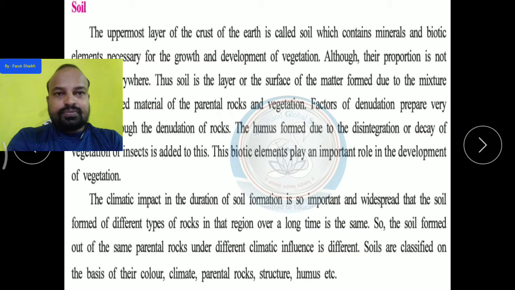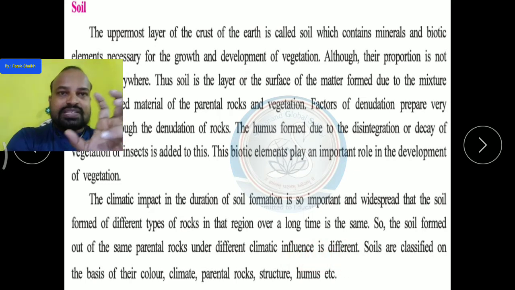The climatic impact in the duration of soil formation is so important and widespread that the soil formed from different types of rock in the region over a long time is the same. The climatic impact also plays a major role in the duration of soil formation, because of the wind and the distribution and erosion of the rocks. So the soil formed out of the same parental rocks under different climatic influence is different.